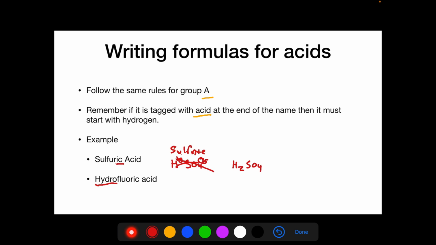Hydrofluoric acid, since it starts with hydro, it's binary. So this is going to be hydrogen. Fluoric is fluorine. So HF. F is a -1, hydrogen is a +1, so those have the same numeric value for the charge, so it would become HF.